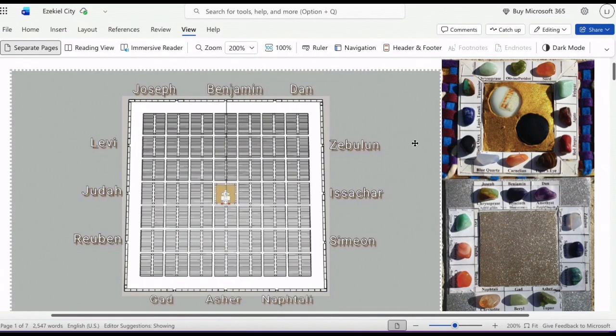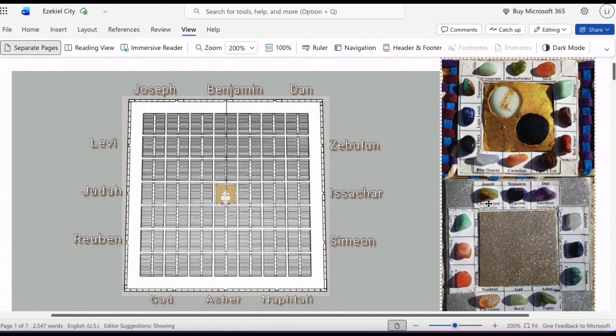But here we have a better view for you of the high priest's breastplate, and the high priest's breastplate having the gemstones in rows of the cardinal points. This then aligns perfectly with the gemstones here in New Jerusalem and in turn in the Ezekiel City.